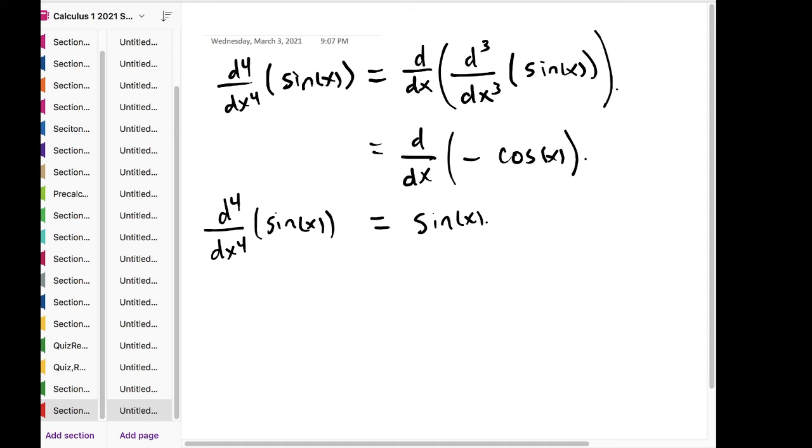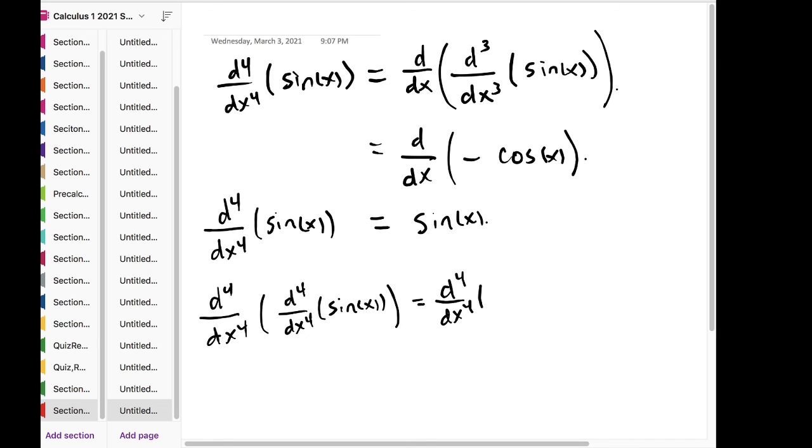Why is that cool? It's because what if you take 4 more derivatives? What do you think you'll get? Yeah. So this means that d8/dx^8 of sine is sine.